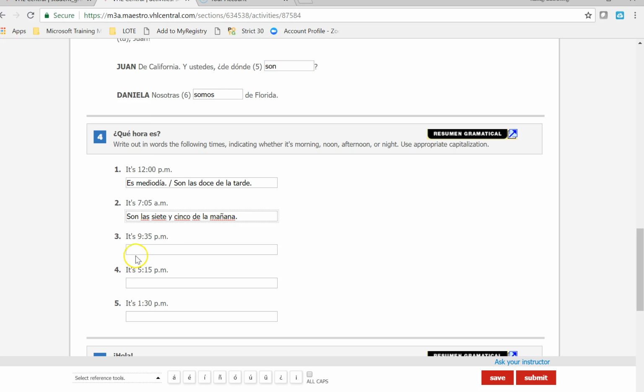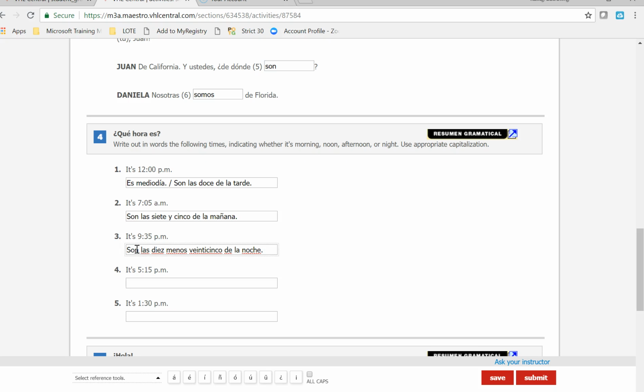It's 9:35. So since this time is after the 30, we're going to go to the next hour. And we're actually going to say it's 25 of 10. So we say son las 10. So because we bump to the next hour, son las 10 menos, for minus, 25 de la noche, at night.